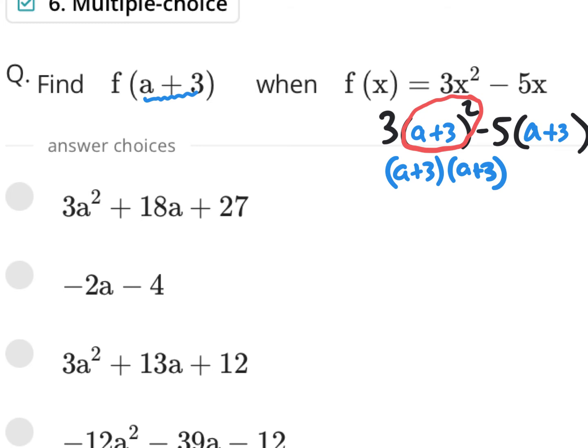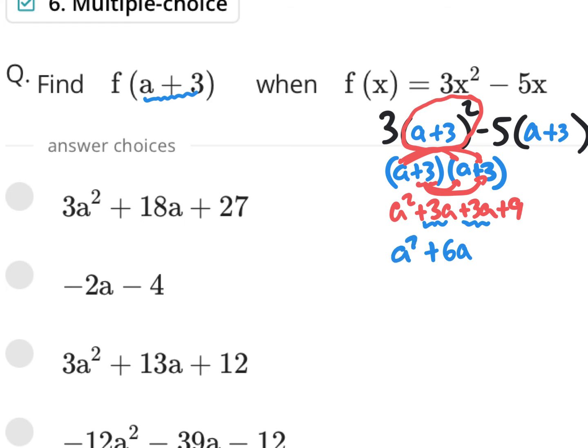So when I distribute, a times a is a squared, a times 3 is 3a. Positive 3 times a is positive 3a. Positive 3 times 3 is positive 9. And of course, we're going to combine the middle terms, giving us a positive 6a. 3 plus 3 is 6. Bring down the a squared in the front. Bring down the plus 9 at the end.